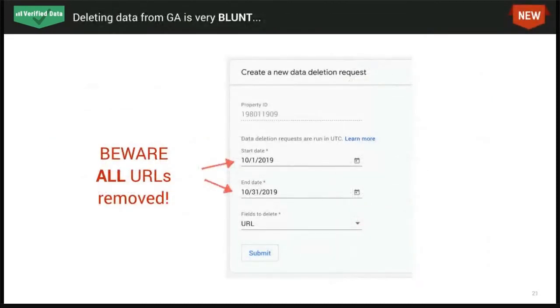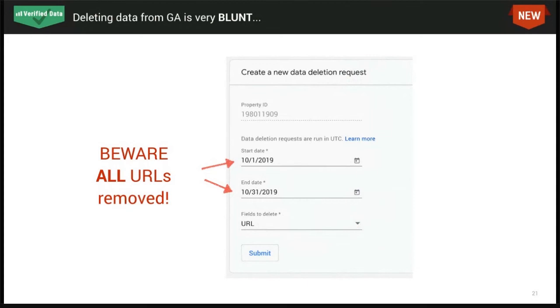Now, what people have asked me is, if we get this wrong, can we go back and delete the data? This is a new feature that was added in Google Analytics just before Christmas. And yes, you can delete data yourself from Google Analytics, but just be aware, it's very, very blunt.